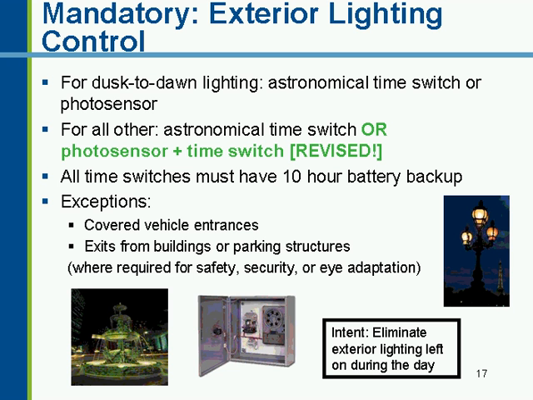There are some mandatory requirements for exterior lighting. And the basic requirement is for outside dusk to dawn lighting, where you want lighting when the sun goes down. You can have either an astronomical time switch or a photosensor to control that lighting. You must have one or the other. For any other exterior lighting that's not tied to dusk to dawn, in other words, perhaps only on part of the evening, you can have either an astronomical time switch or a combination of a photosensor and a time switch. It does the same thing.